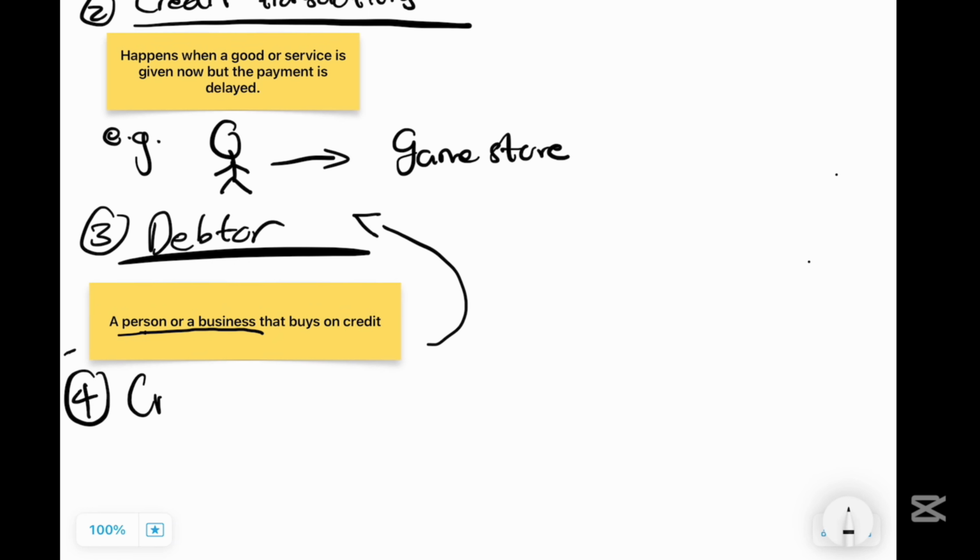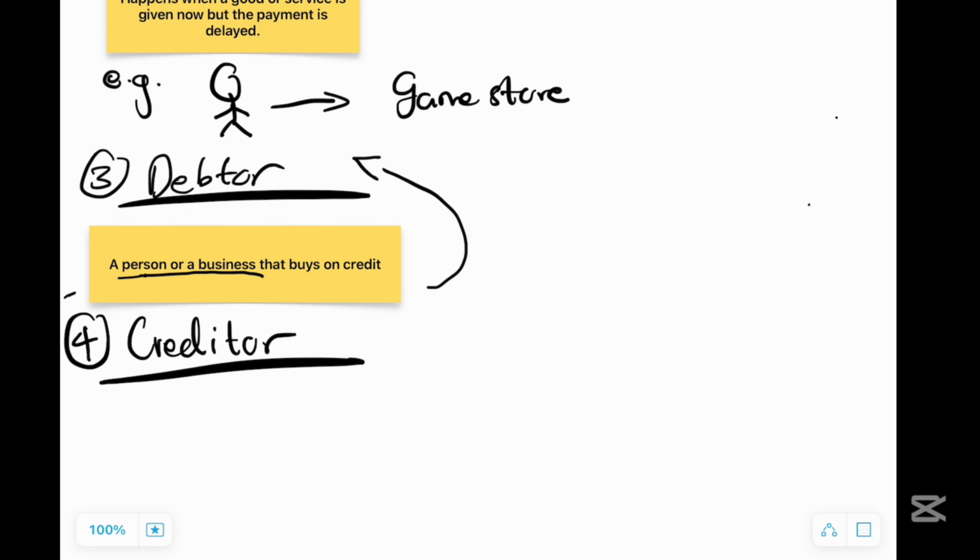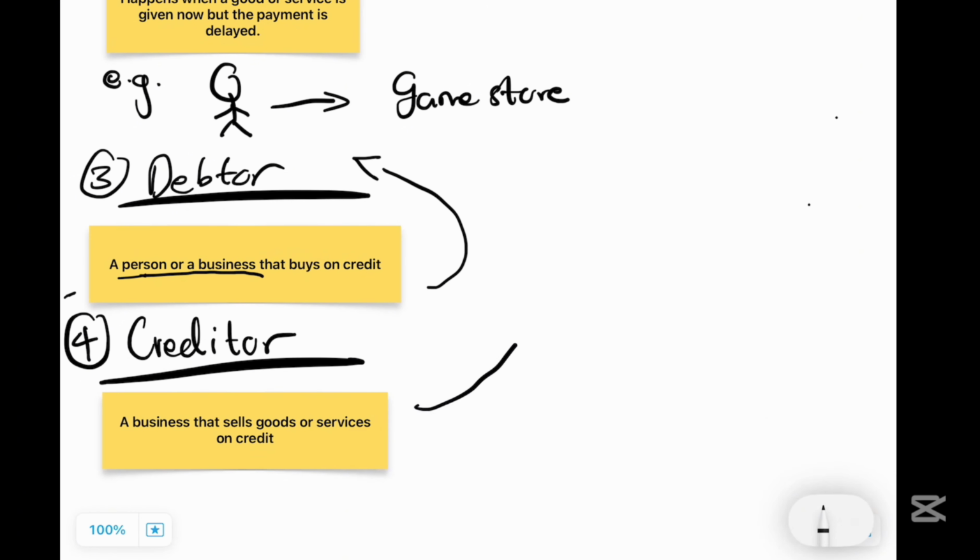The fourth term that I want you to know is a creditor. So now, what is a creditor? A creditor refers to a business that sells goods or services on credit. So using the same example of Game Stores, we said Peter is a debtor because he is a person that bought the goods on credit from Game Stores. So that means Game Stores is our creditor because it is a business that sells goods or services on credit. Game Stores is that business that sold the phone to Peter on credit. So that makes Game Stores a creditor.